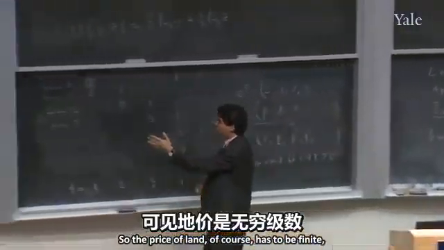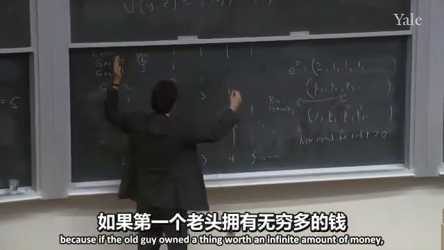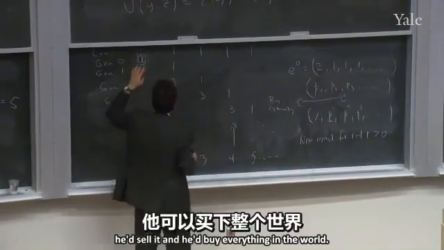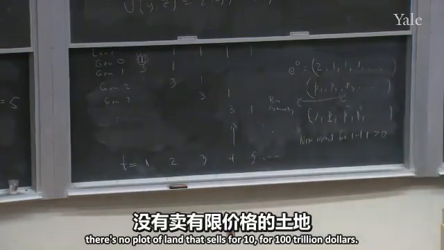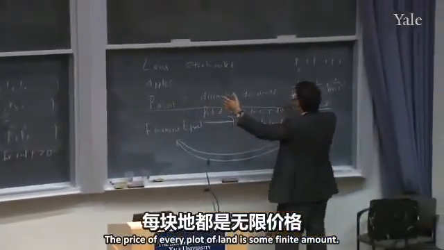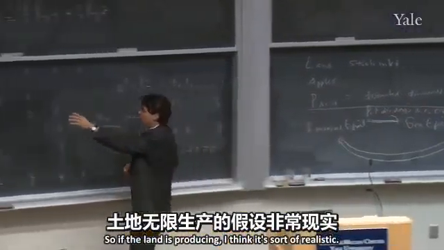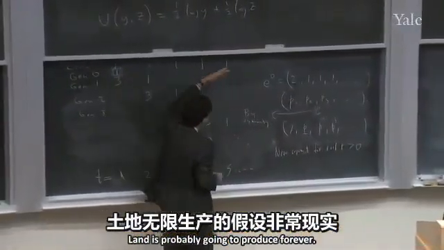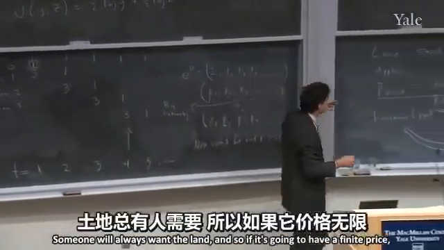So the price of land, of course, has to be finite, because if the old guy owned a thing worth an infinite amount of money, he'd sell it and he'd buy everything in the world. So if you're going to have equilibrium, there's no plot of land that sells for $100 trillion. The price of every plot of land is some finite amount. I think it's realistic that land is probably going to produce forever. As long as the world lasts, if you've got land, you'll get something out of it. Someone will always want the land.